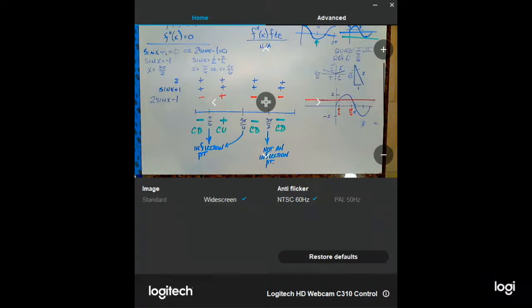So, when you see in the homework, find the inflection point, specify the inflection point, this is what they want you to do. They want you to tell them, well, it changed from concave down to concave up. Therefore, pi over 6 is an inflection point. It changed from concave up to concave down. Therefore, 5 pi over 6 is an inflection point. The concavity did not change at 3 pi over 2. Therefore, 3 pi over 2 is not an inflection point.